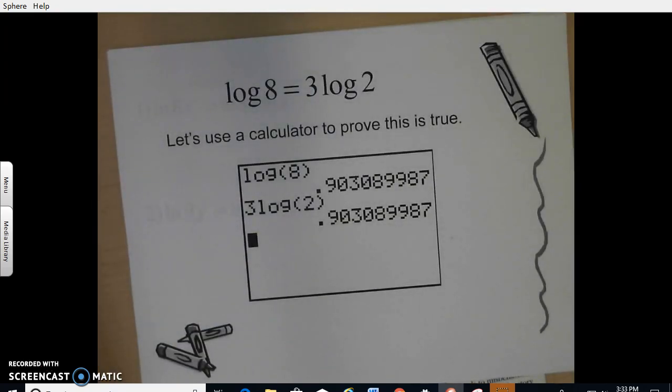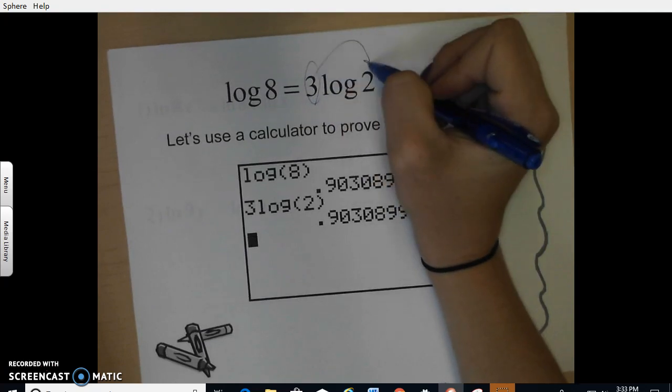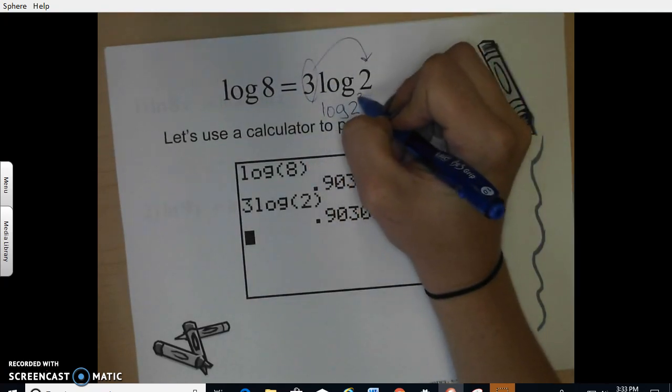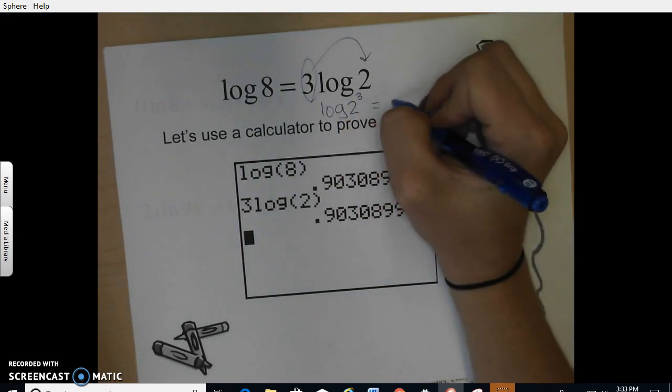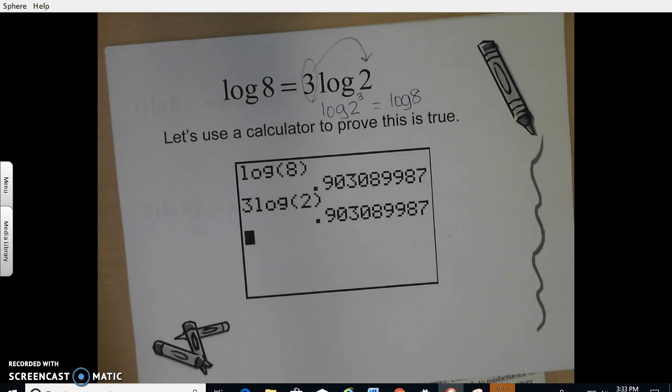Log of 8 is equal to 3 log of 2. If we use our calculator, this is what happens. And log of 8 is equal to 3 log of 2. 3 log of 2 could be log 2 to the third power, which is equal to log of 8. And we see that the value of these two are the same.